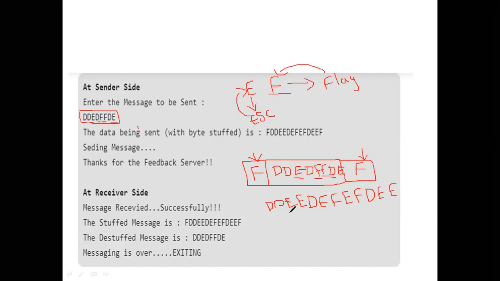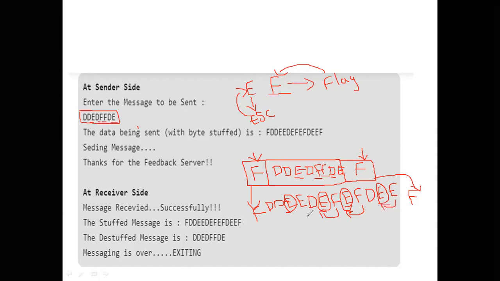See, here one stuff, and this is a stuff character, and this is also one stuff, and here also one stuff. Okay, so these two are the same. Starting delimiter is F and ending delimiter is also F. So we are going to insert an extra escape character before the escape character as well as before the flag character.